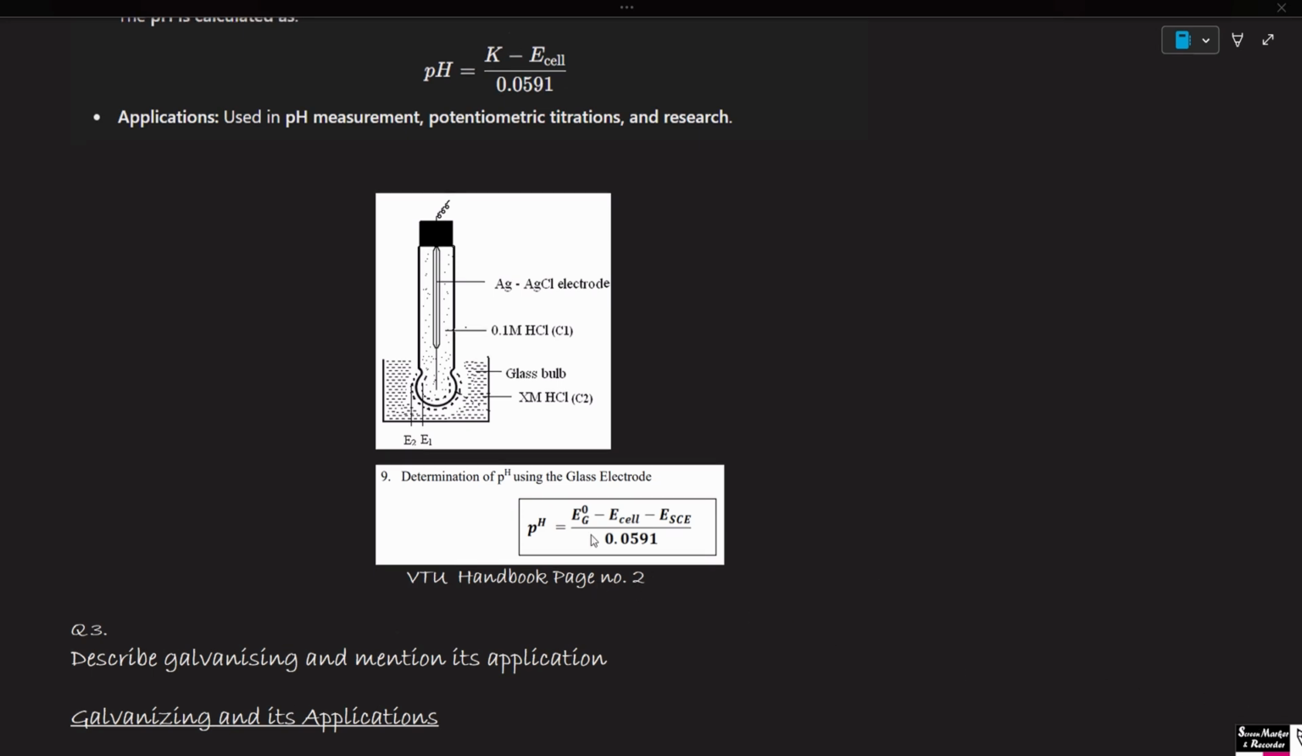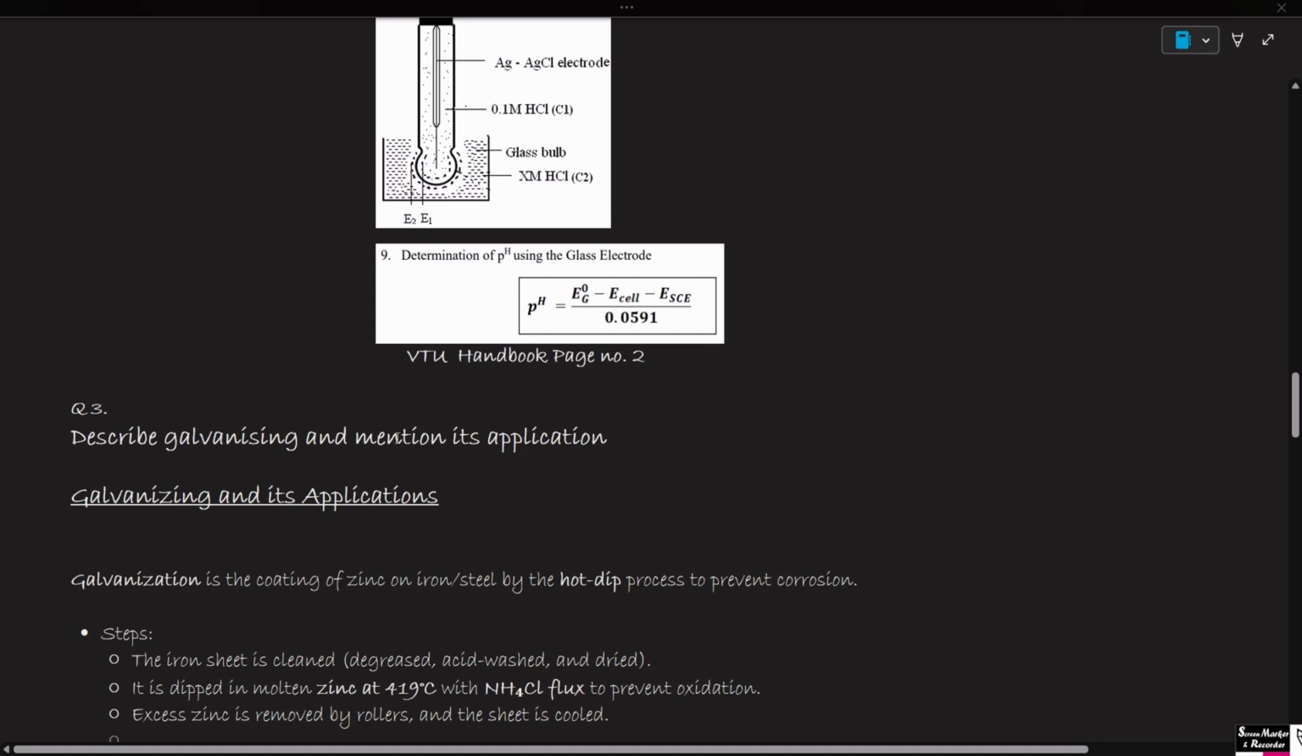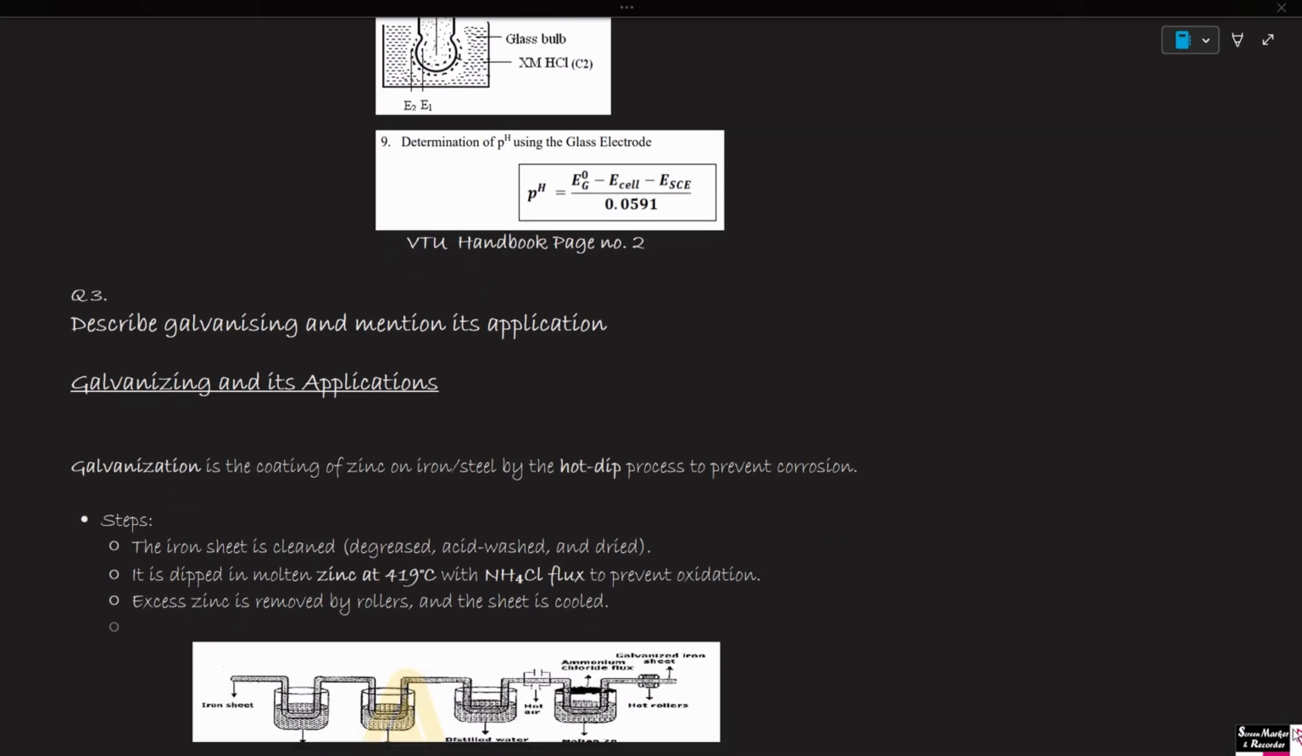Coming to the next question, we have galvanization and its application. Galvanization is another method to prevent a metal from being corroded. Galvanization is a coating of zinc on iron or steel by the hot dip process to prevent corrosion.